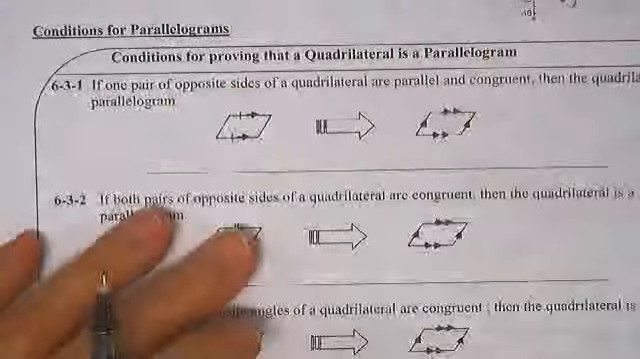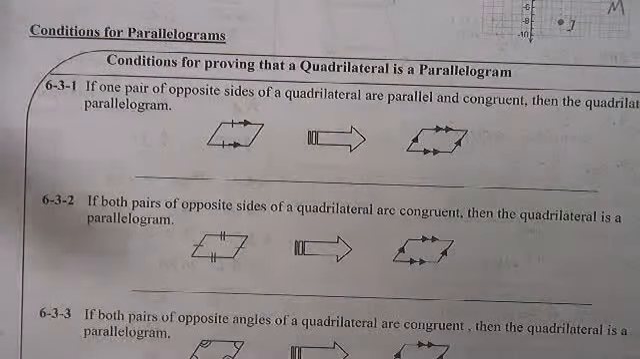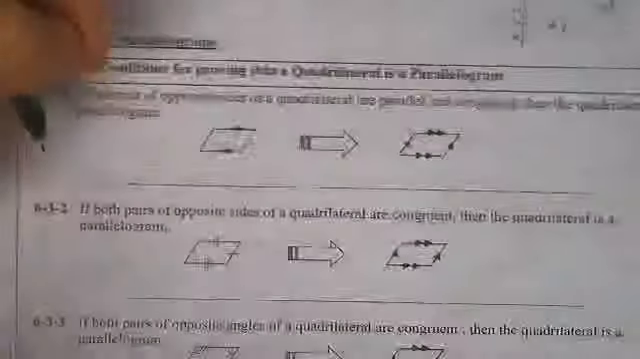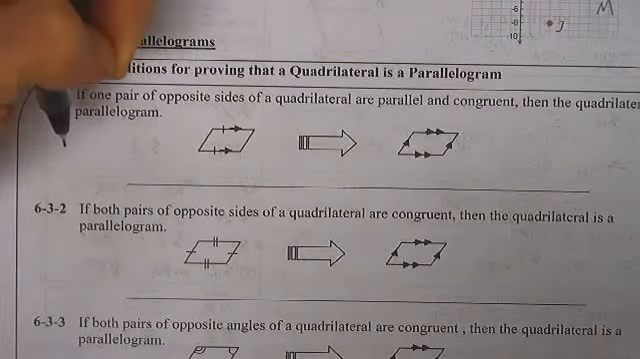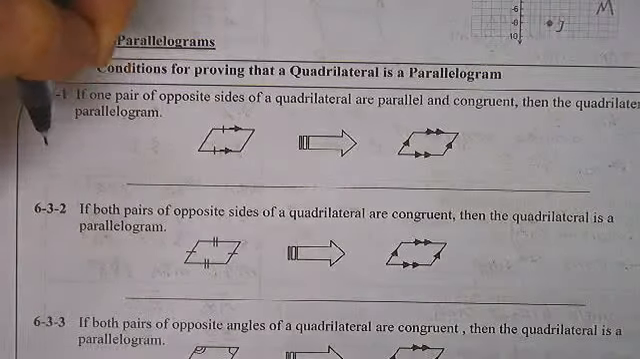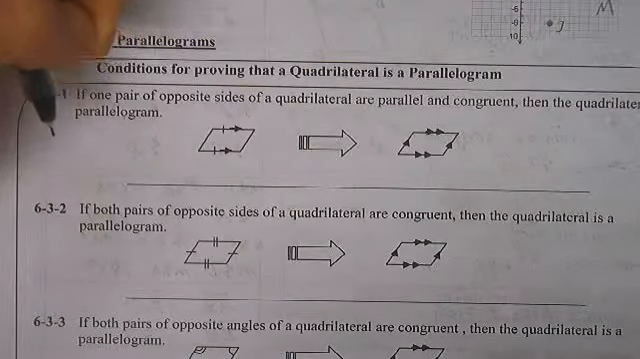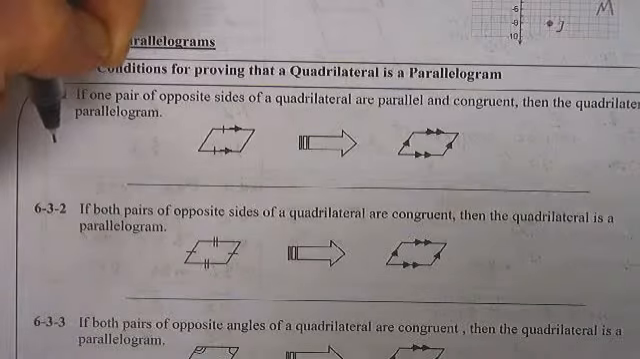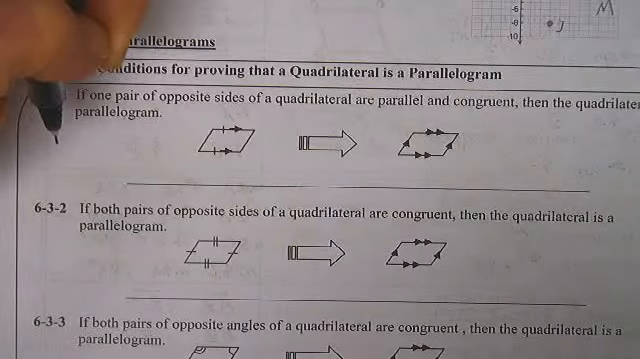We have studied the properties of parallelograms. If we have a parallelogram, then what do we know and what are the consequences? Now, if we have a quadrilateral that meets certain conditions, we can determine that it is a parallelogram. So first we went from parallelogram to characteristics. Now we are going from characteristics to prove that it's a parallelogram.